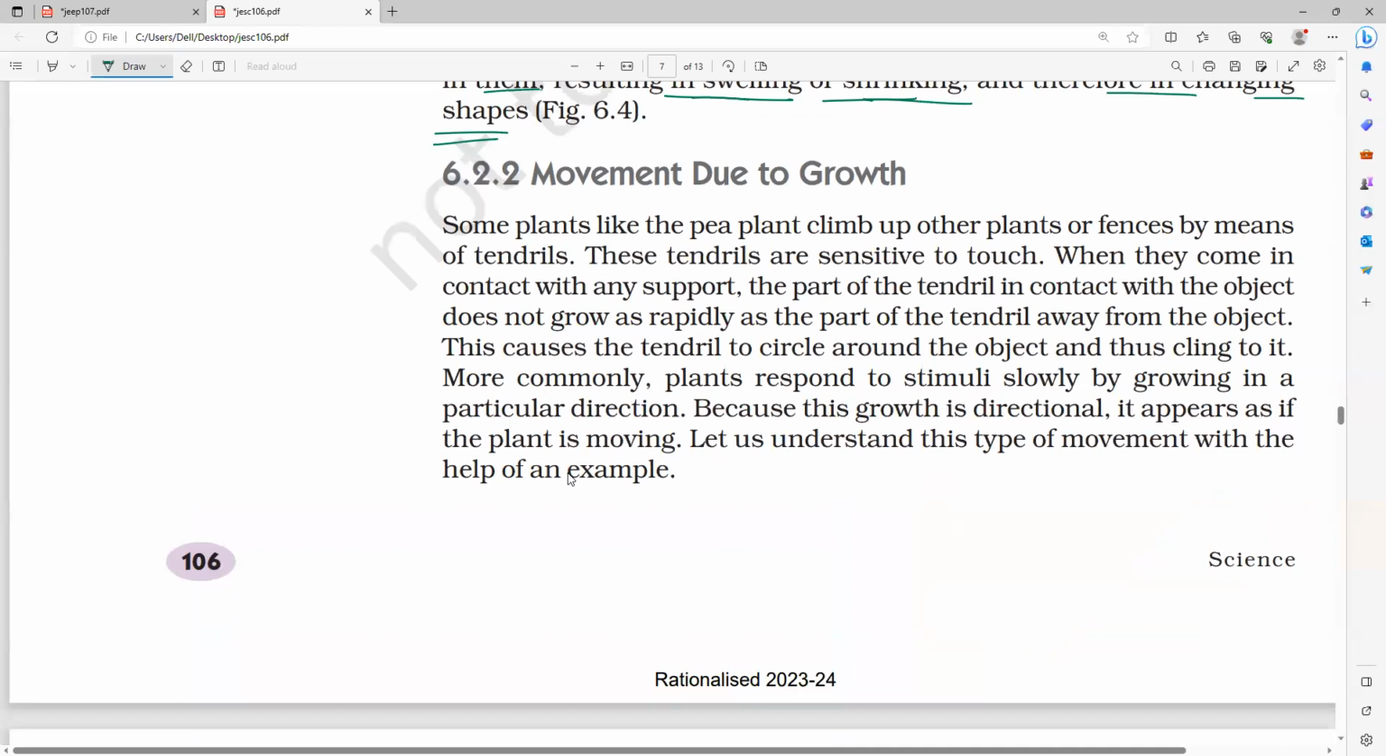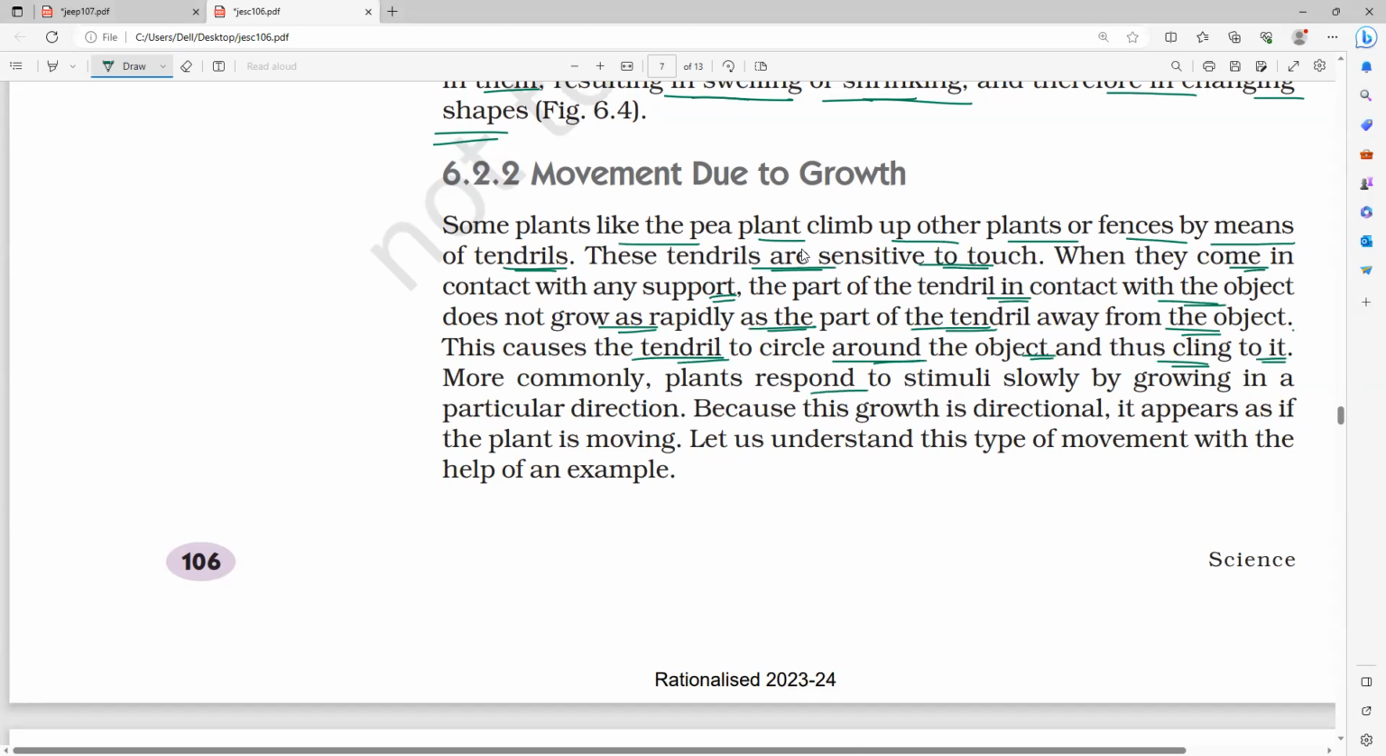You can see that, all of you. So once it grows, it will take support. Plants like pea plants climb up other plants or fences by means of tendrils. These tendrils are sensitive to touch. When they come in contact with any support, the part of the tendril in contact with the object does not grow as rapidly as the part of the tendril away from the object. So this causes the tendrils to circle around the object and cling to it.